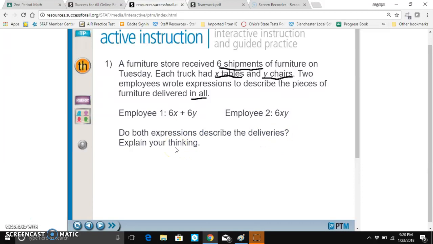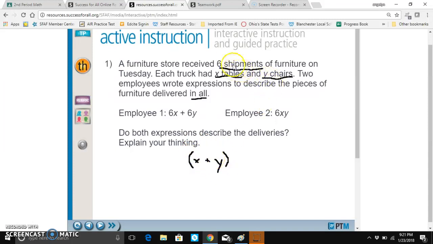Do both expressions describe the deliveries? Explain your thinking. Okay, so 6 shipments basically just means 6 trucks. And each truck had X tables and Y chairs. So what it really means is that there were 6 trucks, and each truck had an X number of tables and a Y number of chairs. So how many tables and chairs does each truck have altogether? You would simply add X plus Y. And this is going to represent the number of tables and chairs in just one truck.